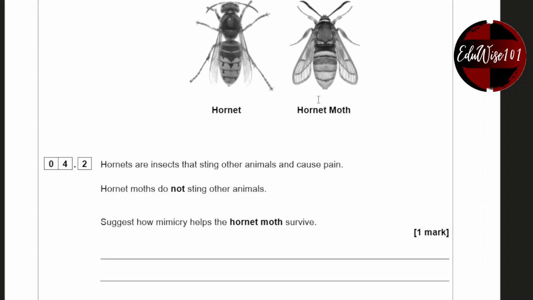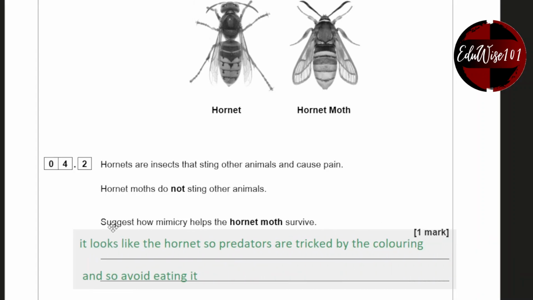Now, how does it help the moth? Well, if it looks like the hornet, then animals are not going to prey on it, and they're going to keep away from it, mainly to avoid being stung. So, the answer: it looks like the hornet, so predators are tricked by the coloring and so avoid eating it.